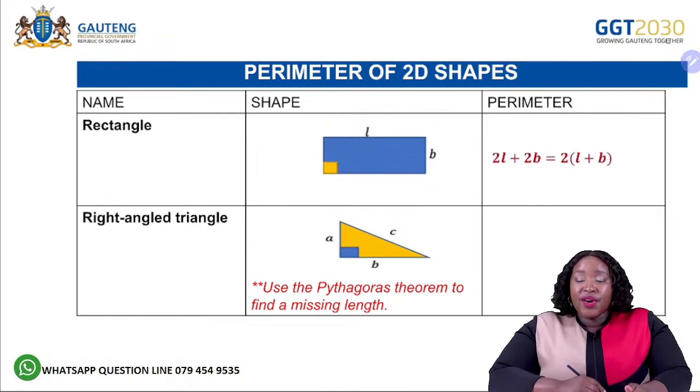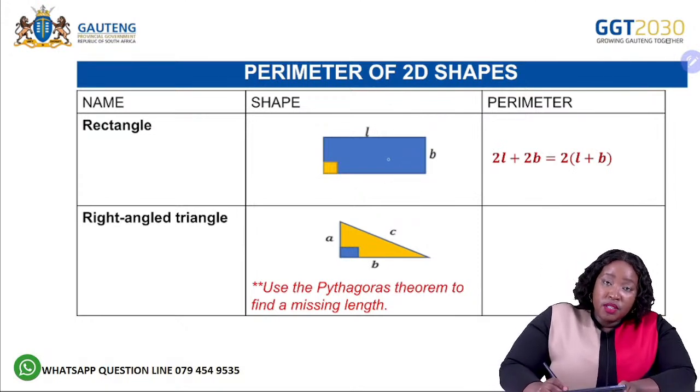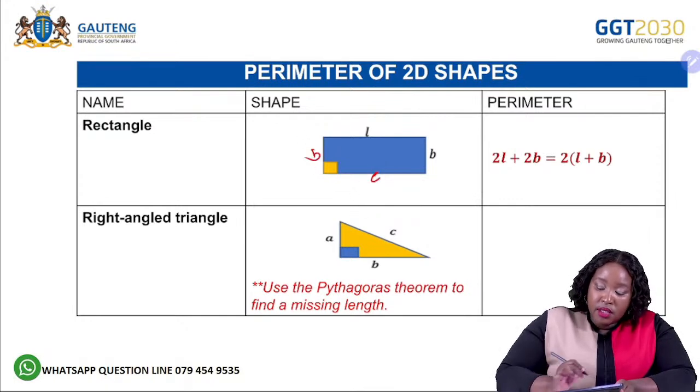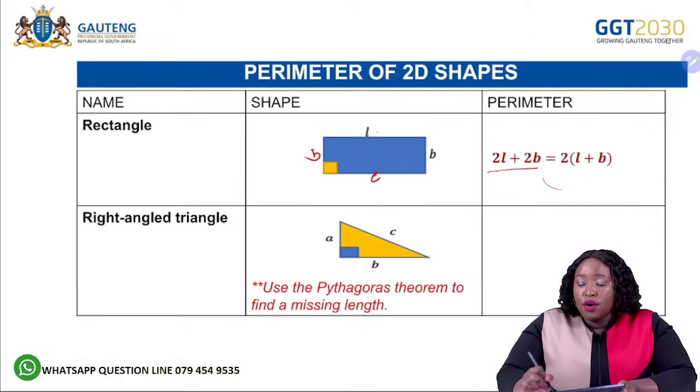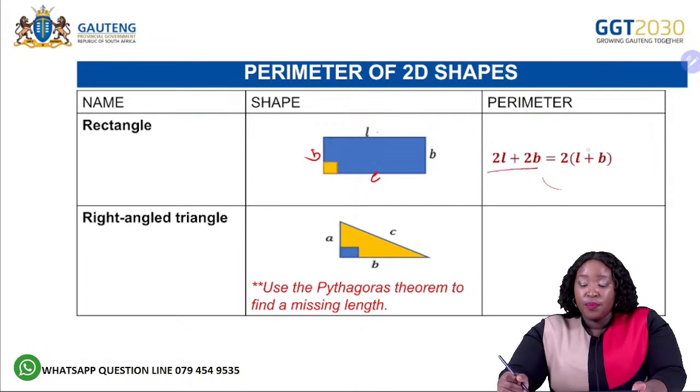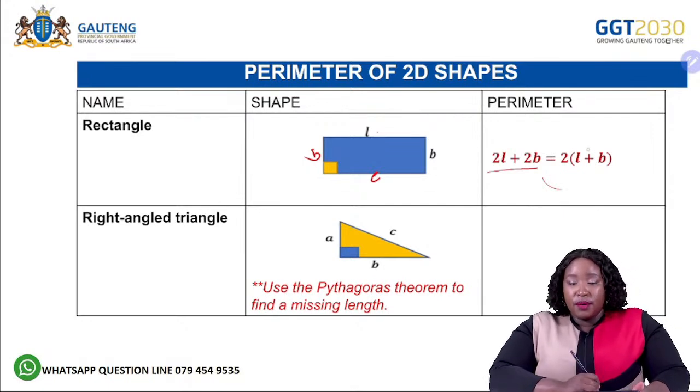Okay, so a rectangle, we have length and breadth as the dimensions. Therefore, you know that the opposite sides of a rectangle are equal. So that means that's also a length. This is a breadth. As you can tell, we have two lengths and two breadths. That's what we would add. Hence, if you simplify, you get 2 times L plus B, and that would be your perimeter.